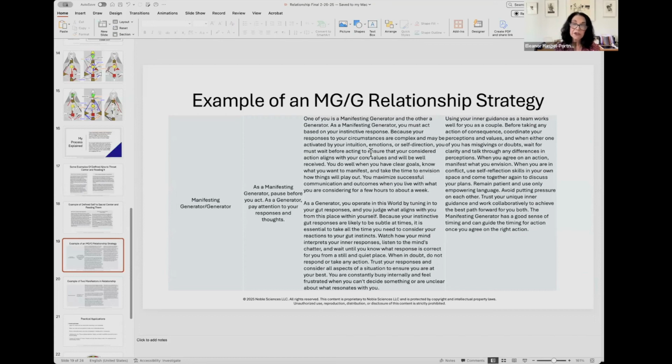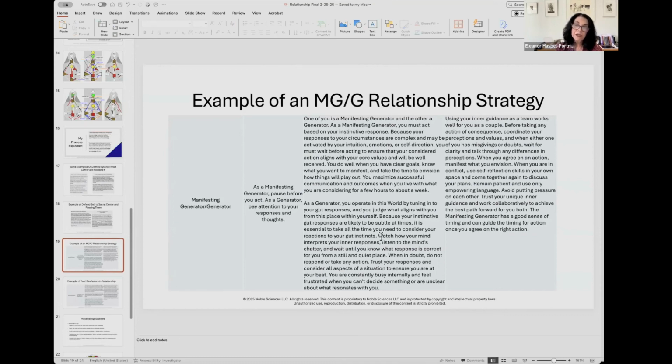You maximize successful communication and outcomes when you live with what you're considering for a few hours or for a week. The generator operates in the world by tuning in to gut responses and judging what aligns from that place within. Because a generator's instinctive gut responses are likely to be subtle, it's essential that they take all the time they need to consider what's right.